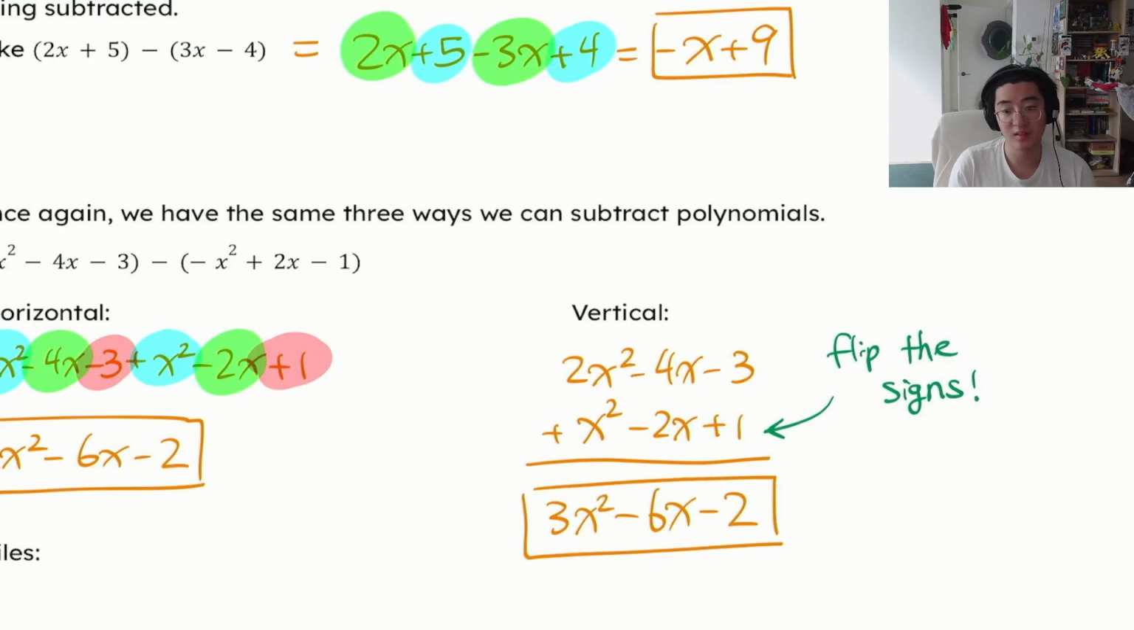Right, that's vertical. So once again, you can think of vertical as just going straight down, right? We group all the like terms together. So here's the red.